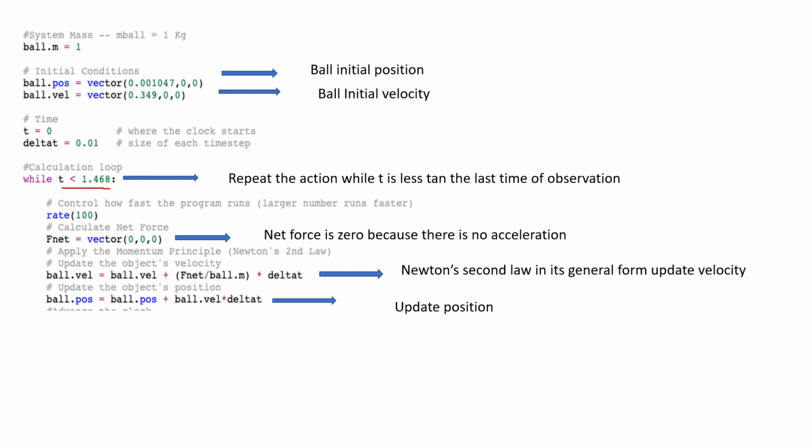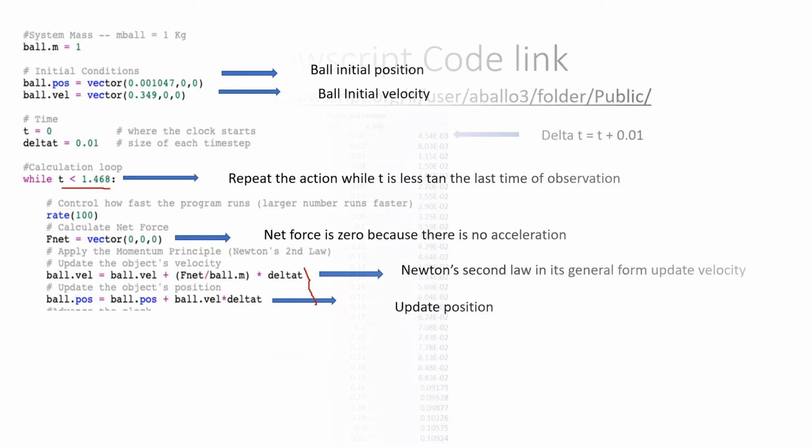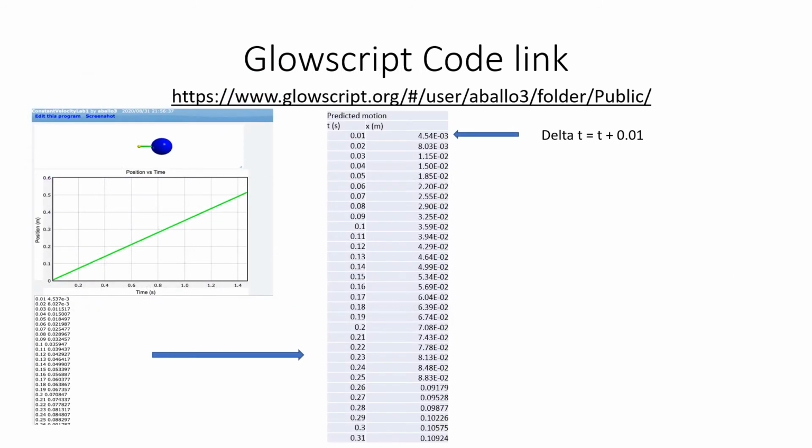We set the net force equal to 0 because the object was not accelerating, and incorporated both general formulas for the ball velocity and the ball position. Here's the simulation of the code in GlowScript and the table of the position of the ball versus time.